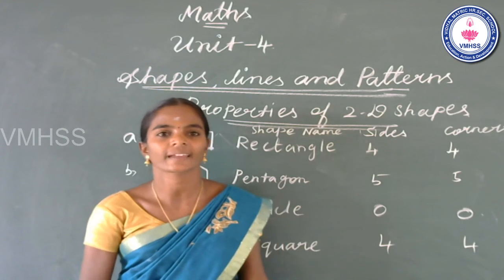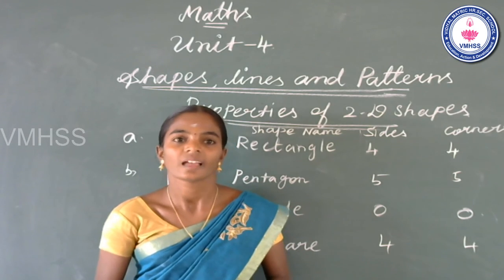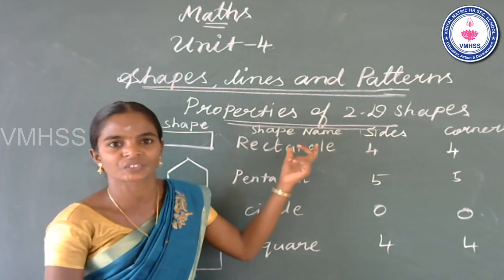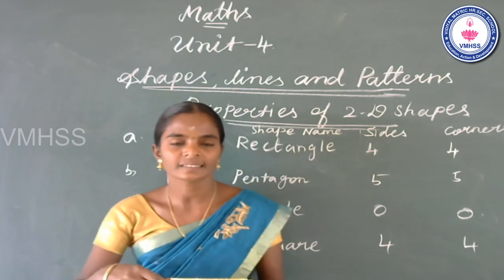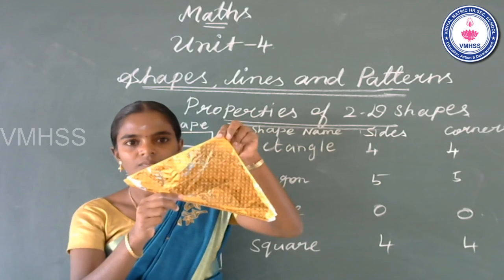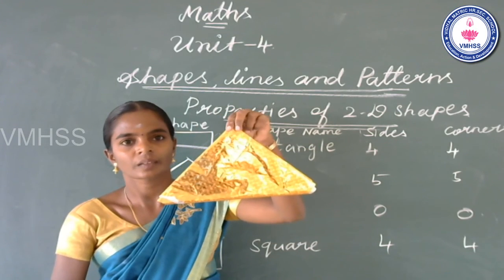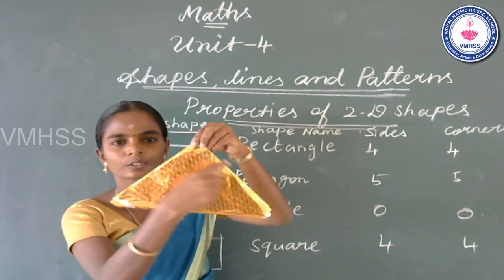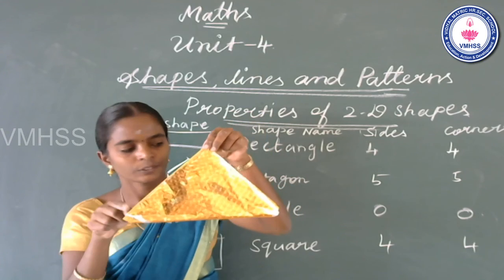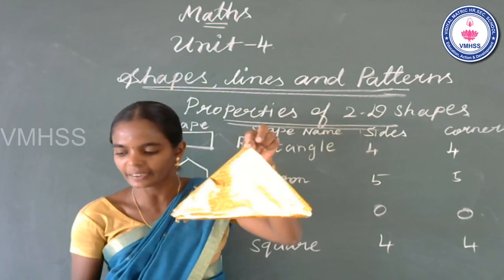What are we learning today? Very good. Today we learned about shapes, 2D shapes. Children, listen here. What is the shape? Triangle. How many sides? Three. One, two, three. How many corners? One, two, three. So, triangle has three sides and three corners.